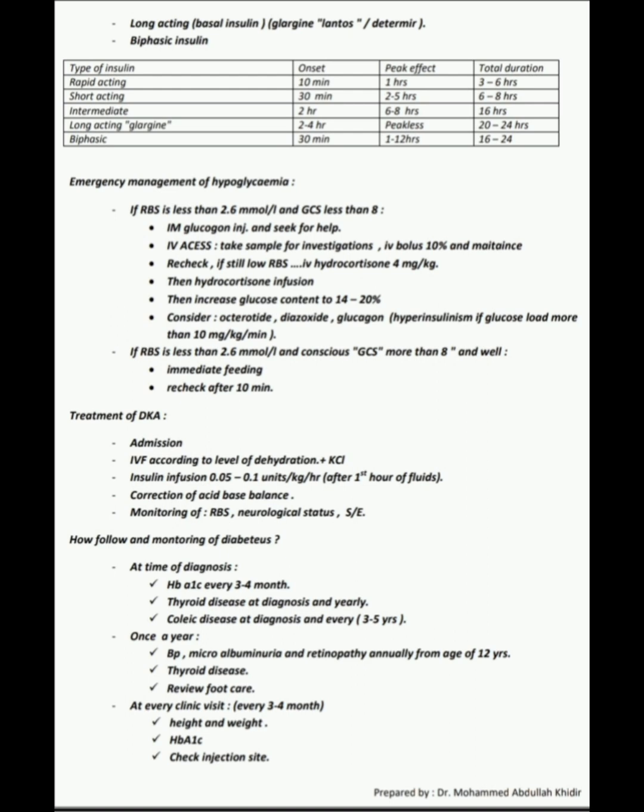How to follow up and monitor diabetes. We monitor diabetes at the time of diagnosis, HbA1c every 3 to 4 months, thyroid disease at diagnosis and yearly, celiac disease at diagnosis and every 3 to 5 years. Once a year, we do blood pressure, microalbuminuria and retinopathy screening annually from age 12 years, thyroid disease and review foot care. At every clinic visit, every 3 to 4 months, we do height and weight, HbA1c, and check injection sites.